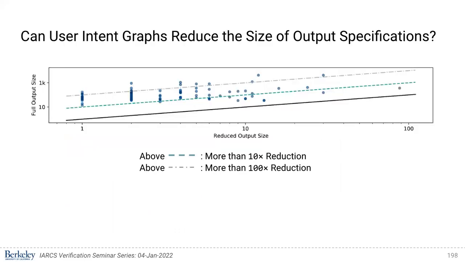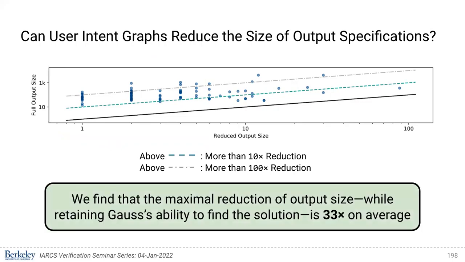We also wanted to quantify the benefit of using these partial outputs as compared to, say, just providing the full input output example. We found that you could still obtain the right solution, with no overfitting, like the correct ground truth for a synthesis problem, even by specifying a partial output that is 33 times smaller than the original output on average. So this gives you an idea of the quantification of the reduction in burden when it comes to the end user.